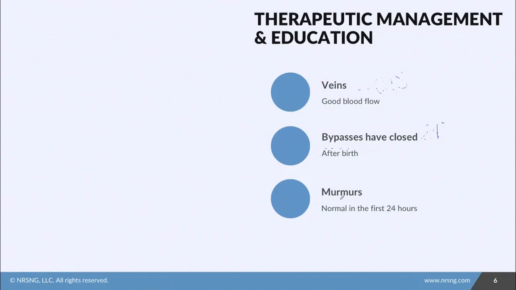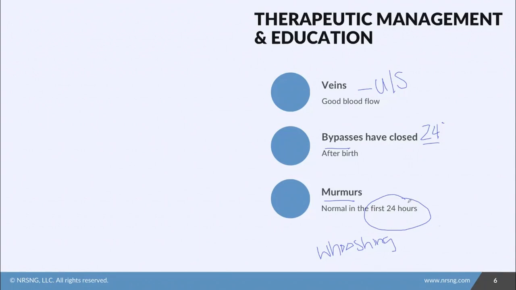Murmurs. So murmurs are going to be a normal finding on a newborn in the first 24 hours, because remember I said it could take 24 hours for those to close. So that's going to be like a loud whooshing noise you might hear, the murmur, as those ducts are closing. If the murmur lasts for more than 24 hours, then they might do further evaluation, like an echo to see what is happening.